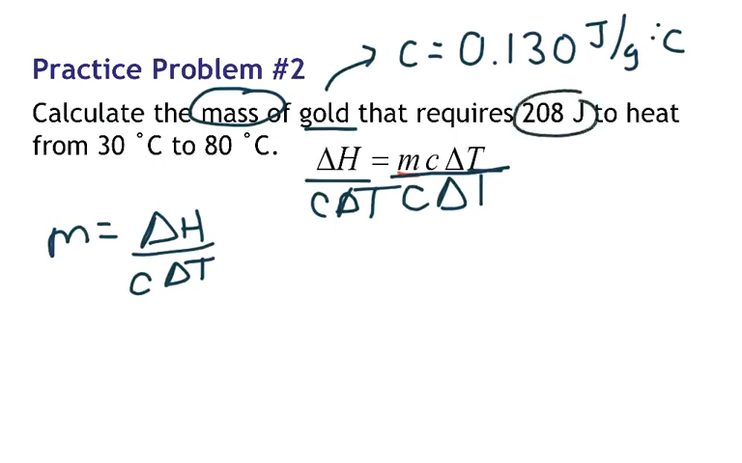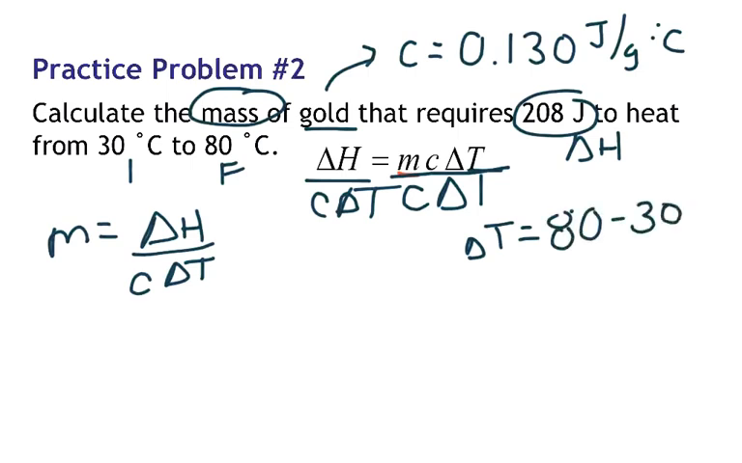If you notice, you were given delta H right here. And then I have my final and initial temperature. So again, to get my delta T, I'm just going to subtract my initial from final. So in that case, for delta T, I have 80 degrees minus 30 degrees, which equals 50 degrees Celsius. So now I'm ready to go back and plug in for M.